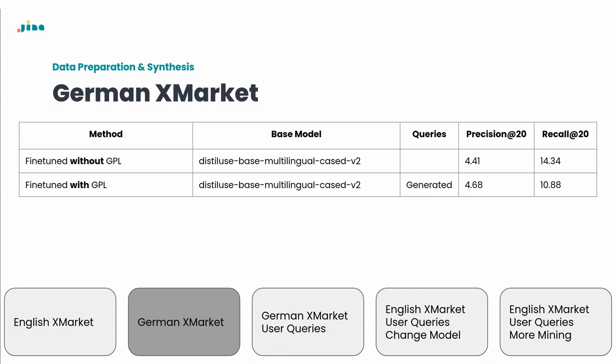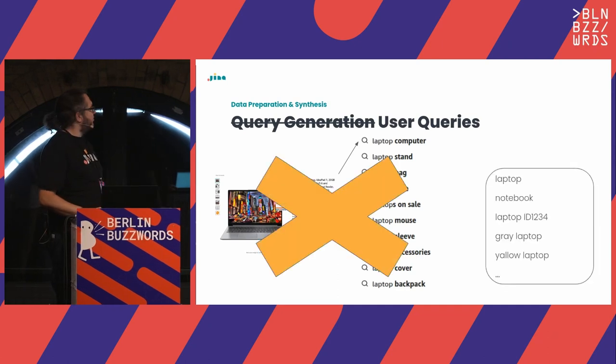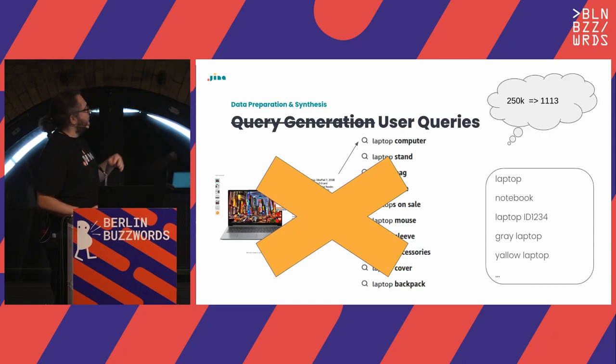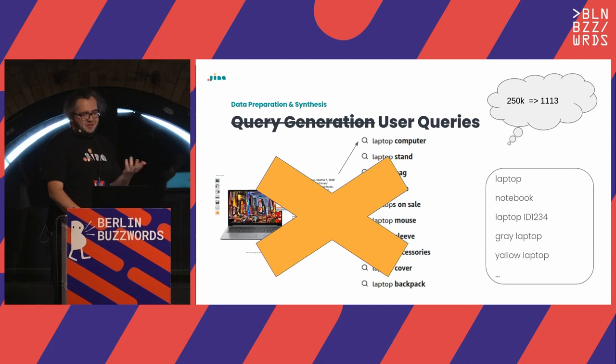And that was unfortunate. What we tried then is, OK, when it doesn't work, we have some user queries for this dataset. So let's forget about the query generation and just use the user queries. So we remove the generated queries and take the user queries that we have, which also had typos and, yeah, some are kind of dirty. As a consequence, we go down from 250,000 generated queries to just 1,113 queries. But they had a high quality because they were real user queries.